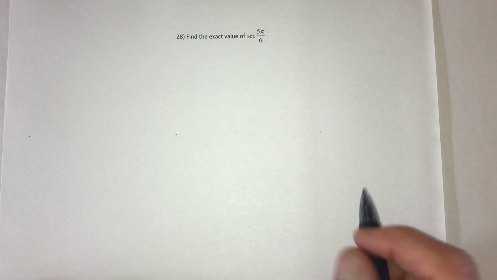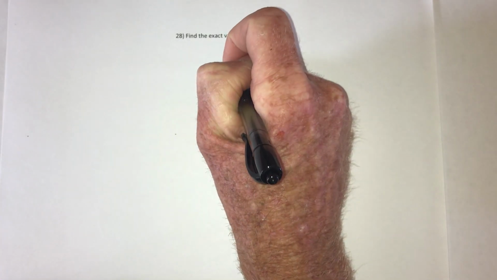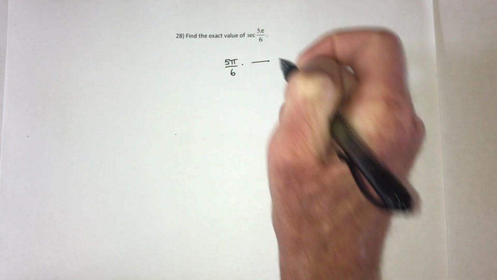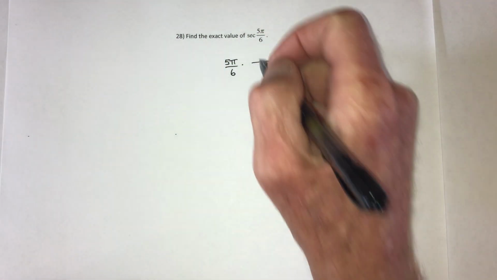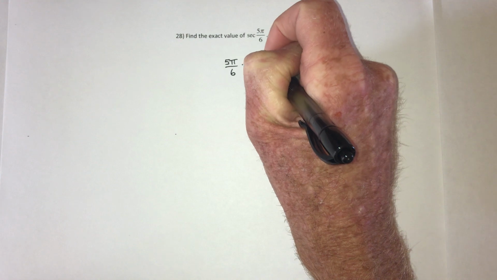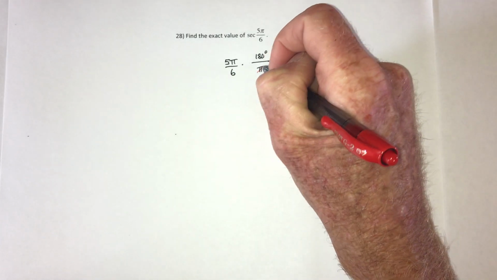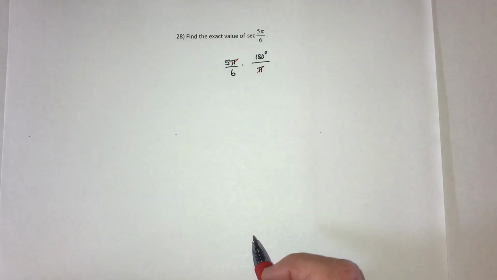Find the exact value of secant 5 pi over 6. Well, the first thing I would do is take 5 pi over 6 and change that to degrees. So that means multiply by 180 degrees over pi. The pi's are going to cancel.